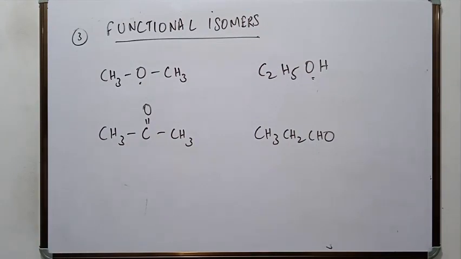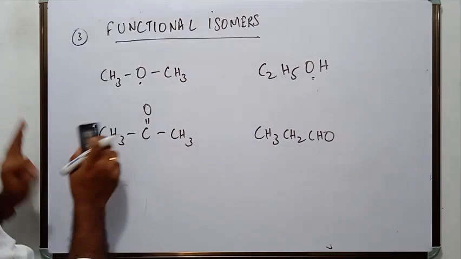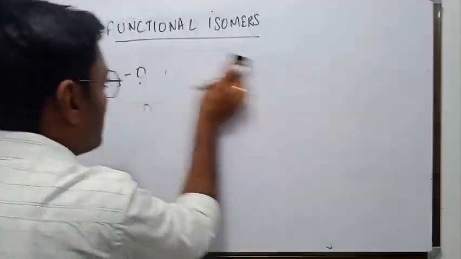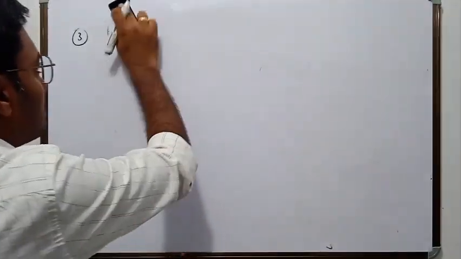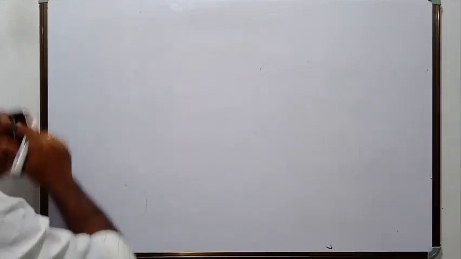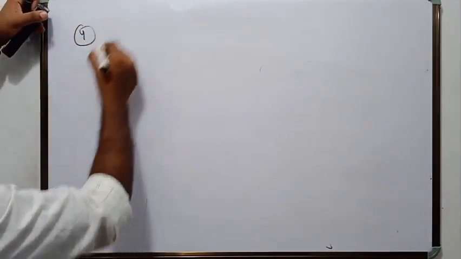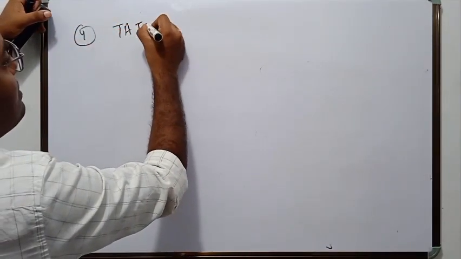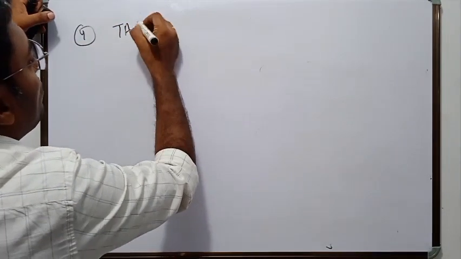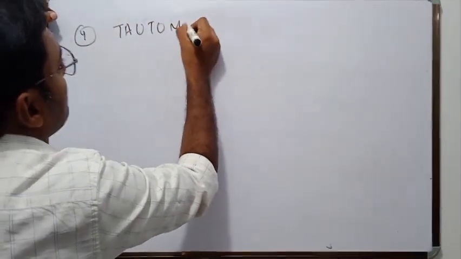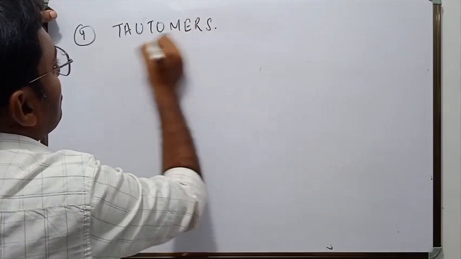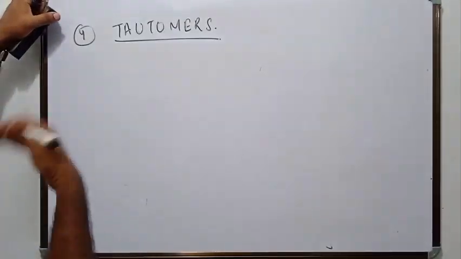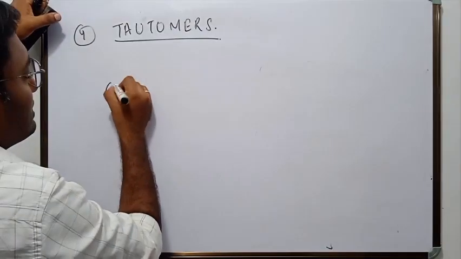So now let us go to the fourth subtype. The fourth subtype of structural isomer, which is tautomers. So tautomers, first let me write the example, then we will understand it better.